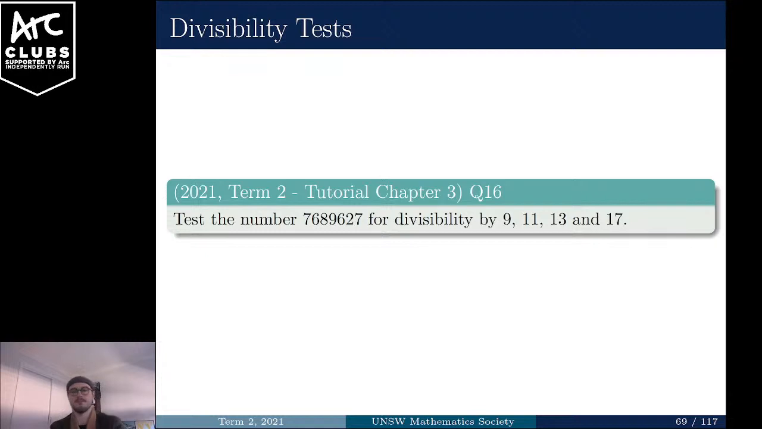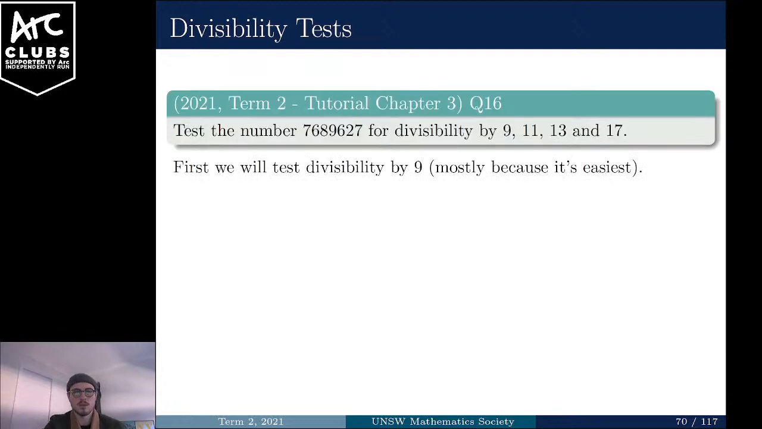Cool. Let's do a question. So test the number. I'm not even going to try and turn it into millions and all that kind of stuff. So 7689627, testing that number for divisibility by 9, 11, 13, and 17. Cool. So let's start off. First, we'll test divisibility by 9, because it's the easiest. Well, I think it's the easiest. So we'll start with 9.